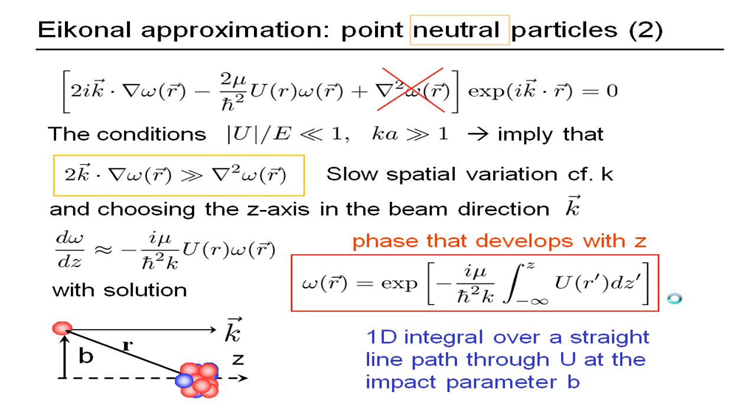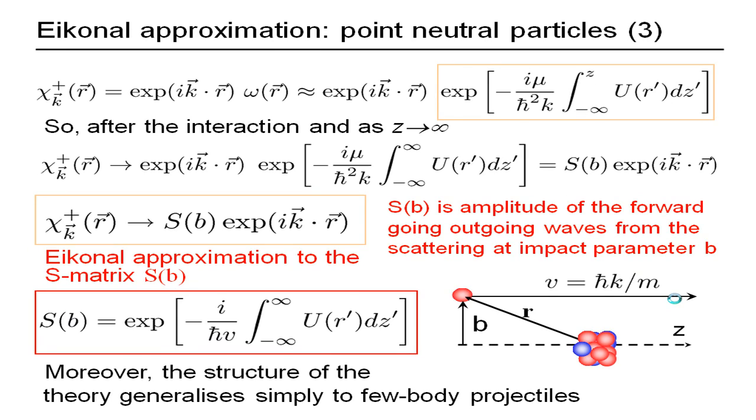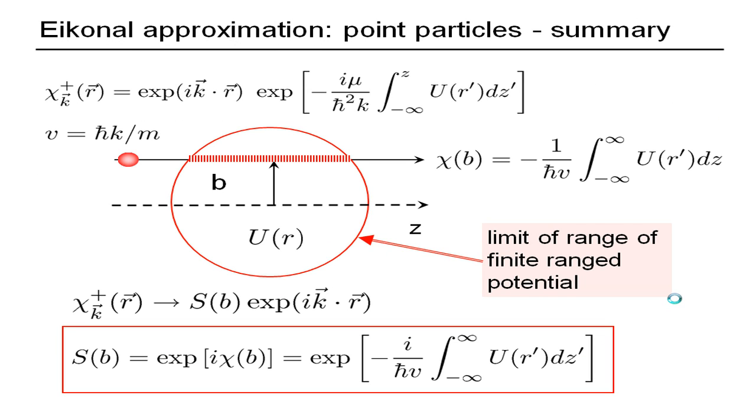Okay, so what we've got here is an integral. It's a one-dimensional integral, so we don't have to solve a second-order differential equation or anything. To get omega, all I need to do is a one-dimensional integral over a straight line path in the z direction through the potential at impact parameter B. Okay, so let me go to this one and then I'll come back.